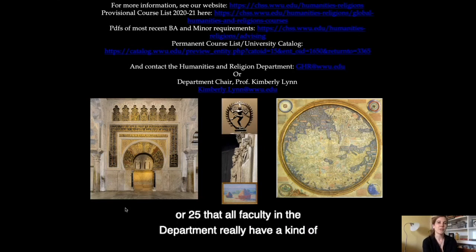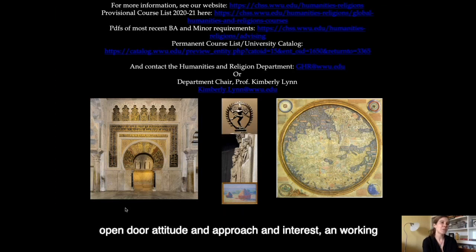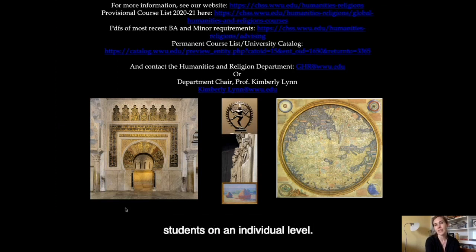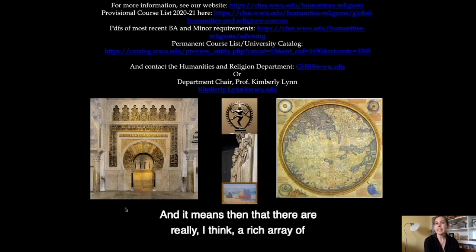That all faculty in the department really have a kind of open door attitude and approach and interest in working individually with students or in getting to know their students on an individual level. And it means then that there are really, I think, a rich array of mentorship opportunities in this department as well.